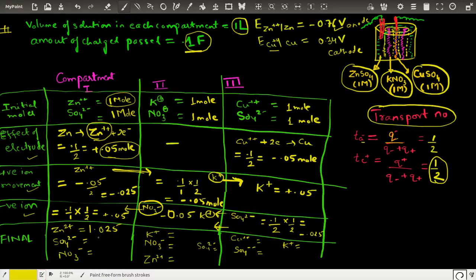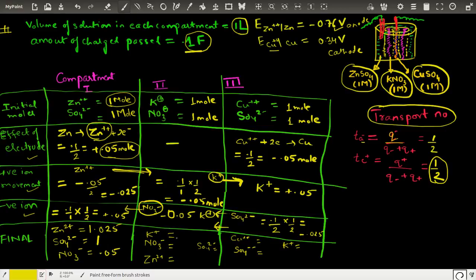The sulfate ions, as we can see, there is no sulfate migration, so it remains 1 mole. Nitrate is adding, so it is 0.05 moles.